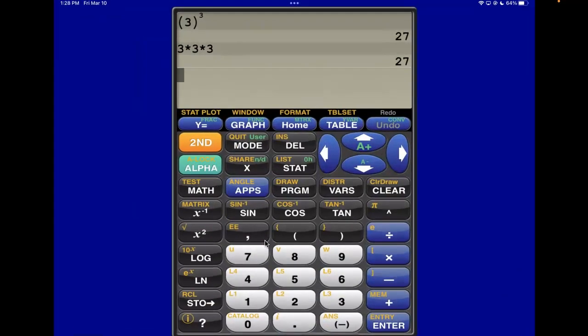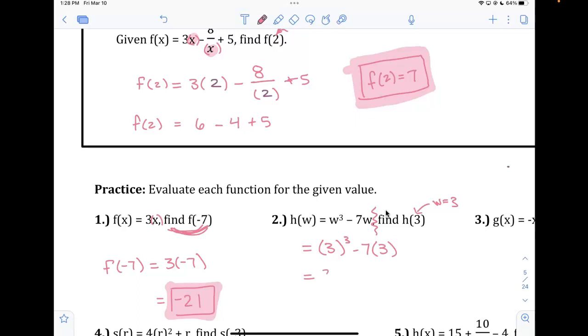If we're typing it into the calculator, we'll do 3 in parentheses, and then your caret button over here above your division sign. So 3 to the third, or 3 times 3 times 3. So 27, 7 times 3 is 21. 27 minus 21 equals 6. So we would say h of 3 equals 6.